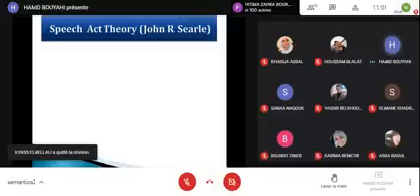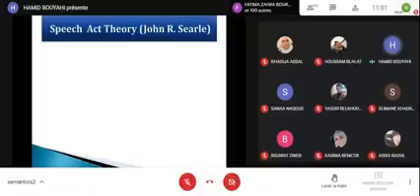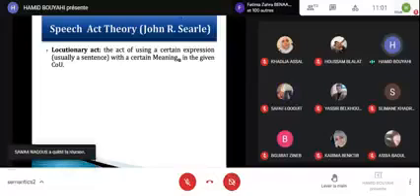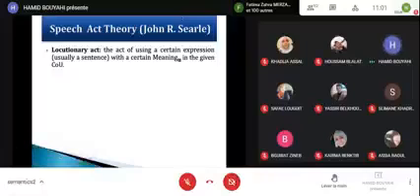So now let's move to speech act theory. We'll talk about it in brief before moving to the next part. We start with the locutionary act, which is the act of using a certain expression, usually a sentence, with a certain utterance meaning in a given context. So the act of speaking itself, the act of producing the utterance, is called the locutionary act. So that's what we say. These are the words that we use.